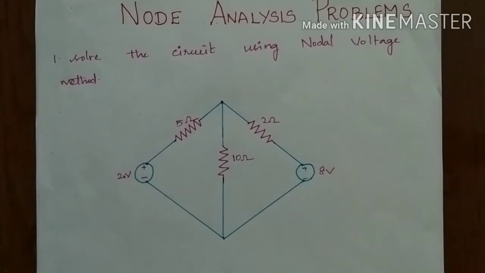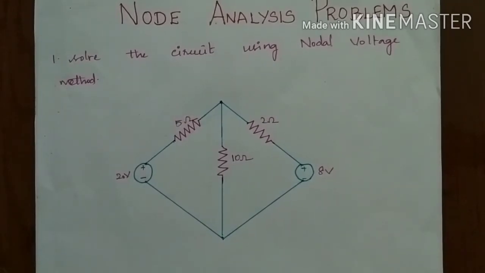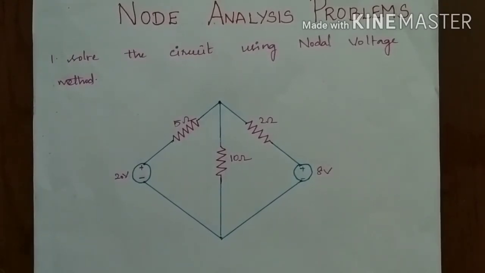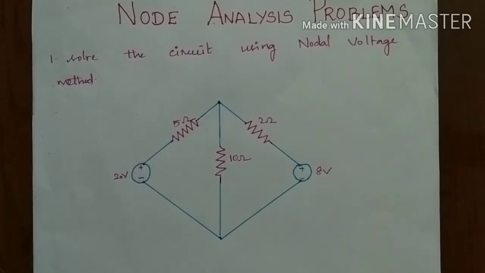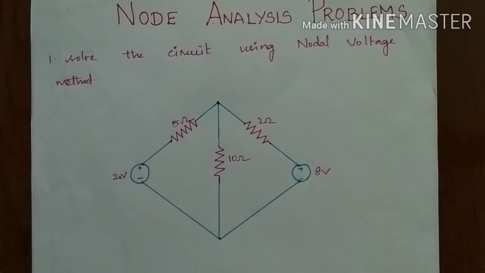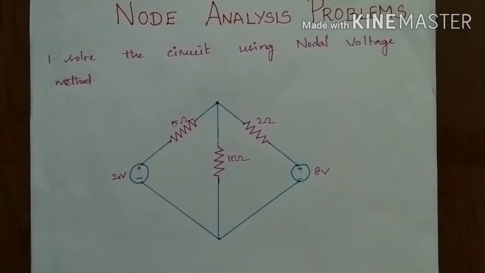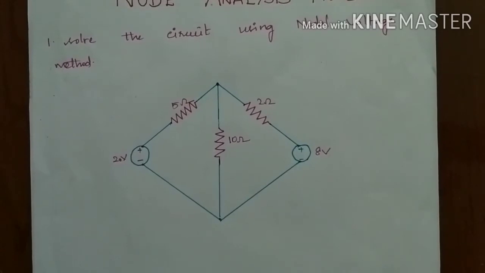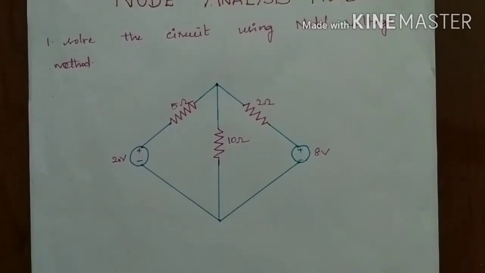In the third step, find the nodal equations in terms of KCL and Ohm's law by using KCL and Ohm's law. And the fourth step, solve those nodal equations and find the node voltages and branch currents. Okay, let's move on to this problem. Solve the circuit using the nodal voltage method.